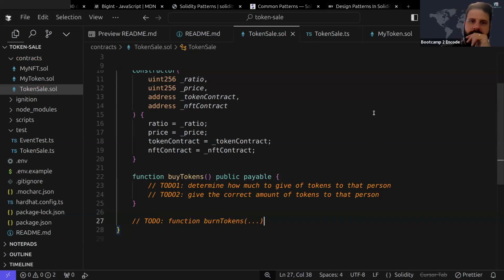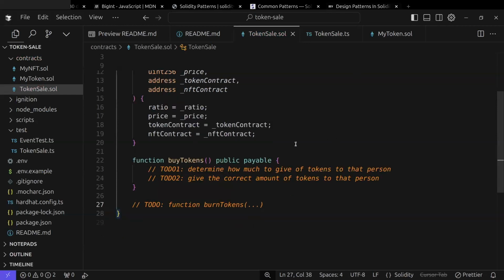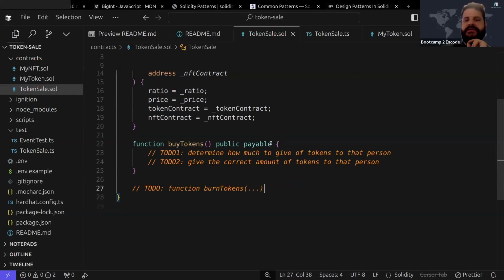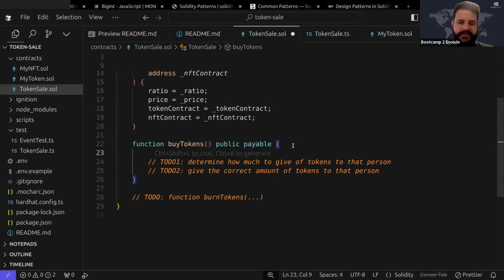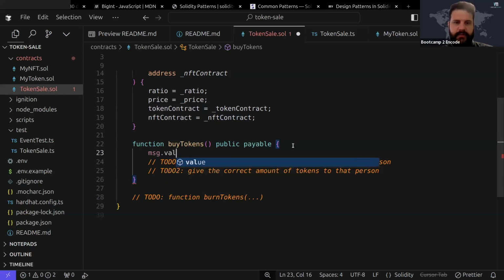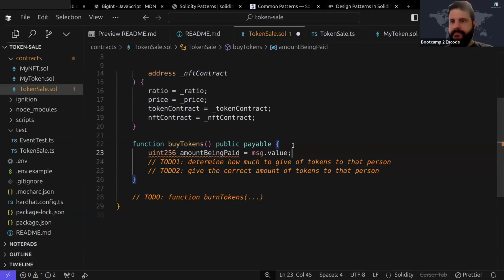Okay, questions, Laurent? Yes, can you re-explain why you remove the quantity from the input? Because the person sending the transaction is already going to specify how much they want to send in this parameter, the msg.value. We just do it like this: uint256 amount being paid equals this.